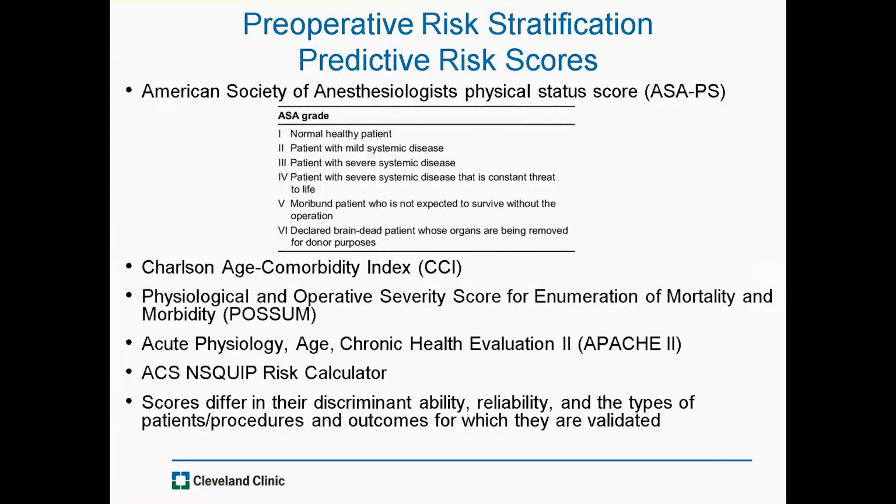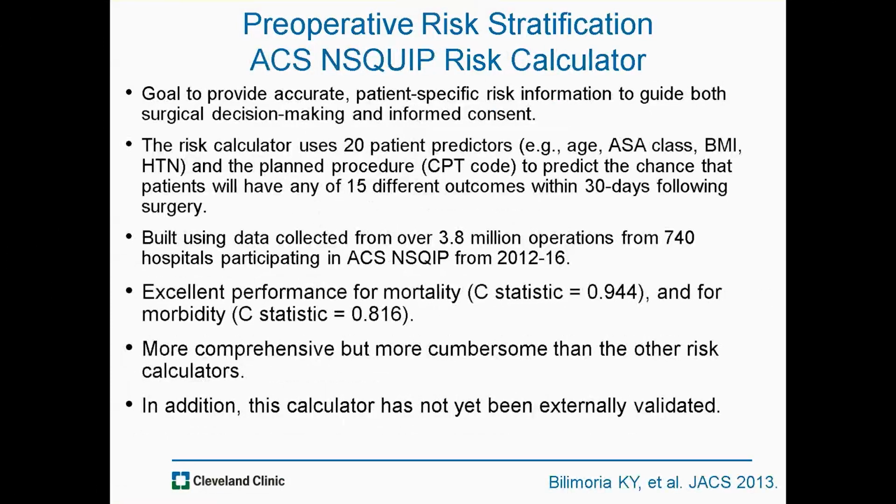Now, all these different scores differ in how well they discriminate between different risk factors and how reliable they are. And again, I'll talk here about the ACS-NSQIP risk calculator, which was described by Bilimoria et al. in 2013. The goal of the calculator is to provide accurate and patient-specific risk information to allow both for surgical decision-making and informed consent. There are 20 different predictors that it uses. Among them is the ASA class, and also the planned procedure, and that's entered with the CPT code to predict the chance that the patients will have different outcomes, and it really gives granular detail about 15 different possible outcomes within 30 days.